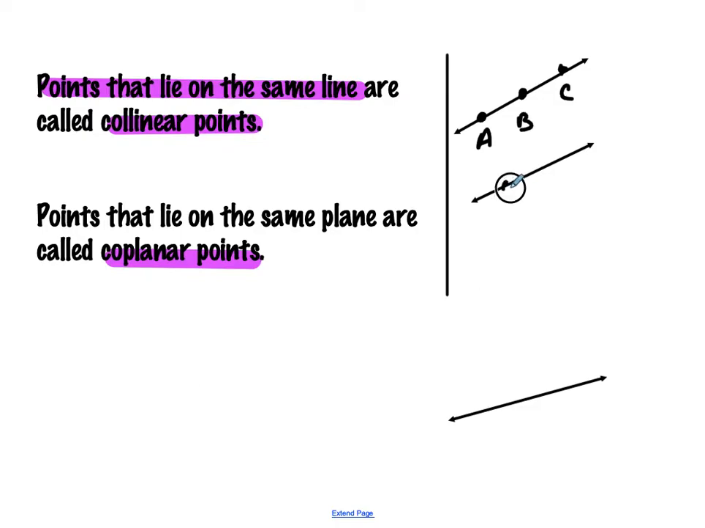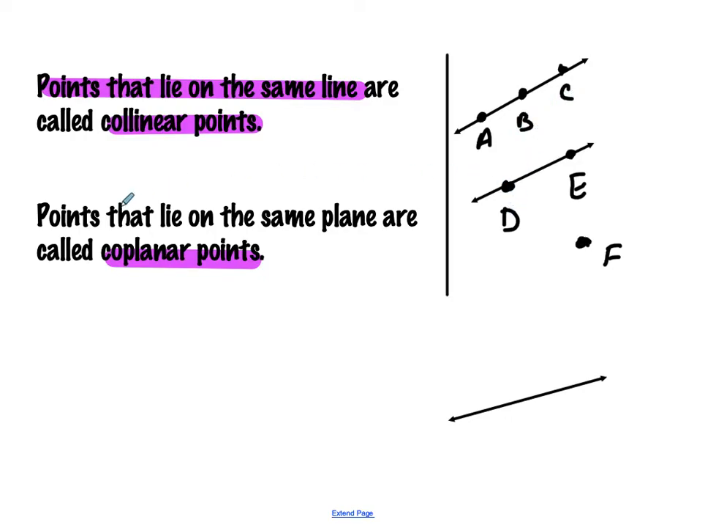Let's give it another example. Let's say this is point D, and this is point E, and somewhere over here is point F. Points D, E, and F are not collinear. Point F is also not collinear with line AC or line AB.